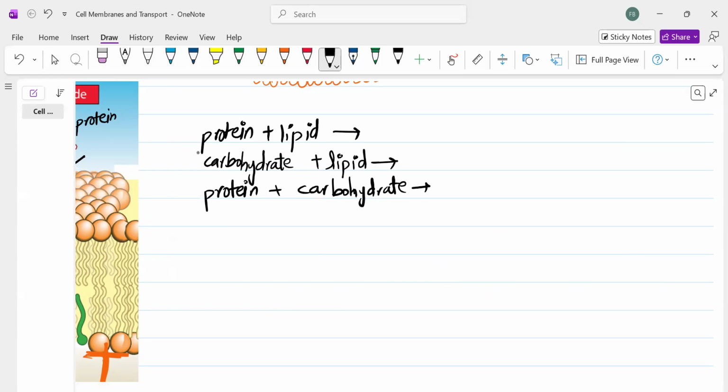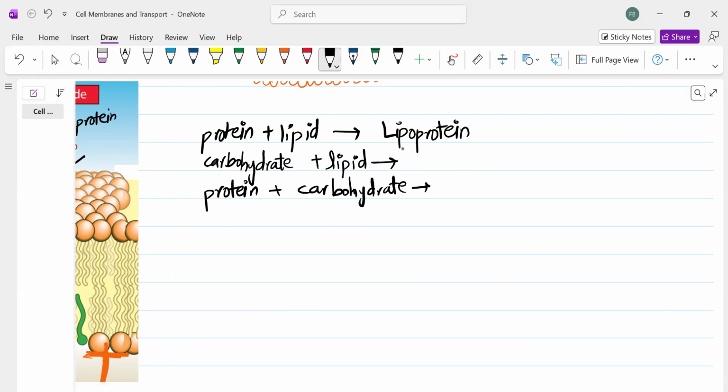What is this? Protein plus lipid is lipoprotein. No, there is no glyco. Lipoprotein, yes. You cannot say protolipid. This is not the terminology. You will always use lipo before protein.